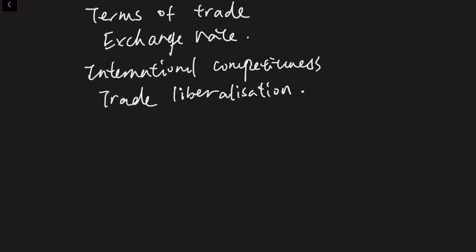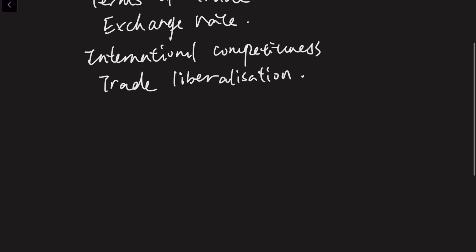In this video, we are going to continue on with our discussion with international trade and talk about four things: terms of trade, exchange rate, international competitiveness, and trade liberalization. So first, let's look at terms of trade.